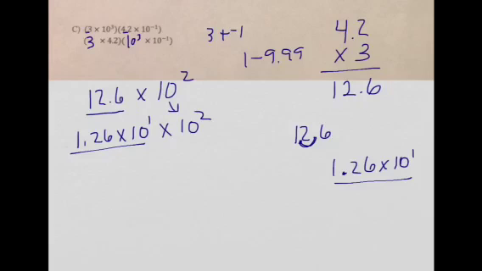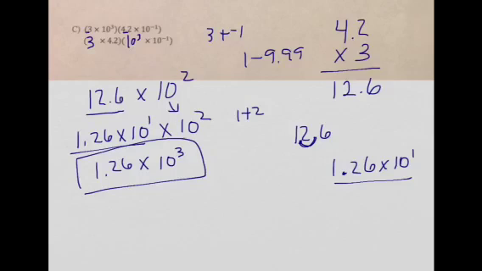So now we need to simplify again. So this is going to be 1.26 times 10 to the third, because we have 1 plus 2. Base 10s are the same, so we add our exponents. So our answer is going to be 1.26 times 10 cubed.